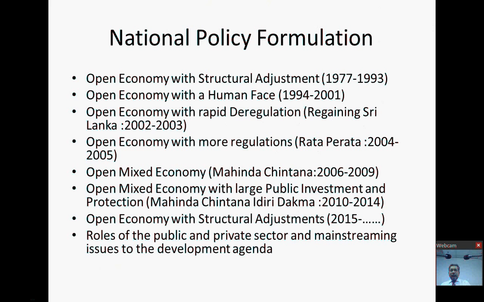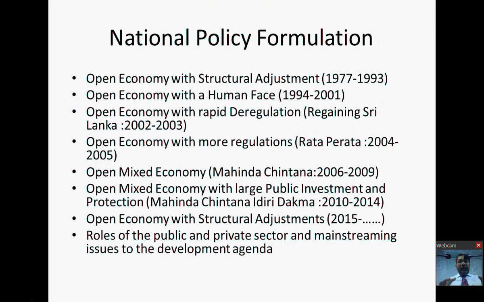Then in the 2002-2003 period, we had the open economy with rapid deregulation. There the thinking was that, look, we have an open economy, but still we have various controls and restrictions in the economy, because some of the legislation operating was designed during the closed economy period. Say the Termination of Workmen's Act in the labour market, or the Exchange Control Act for the foreign exchange market. These were designed a long time ago, in the 50s and the 40s. So there was this thinking, we need new laws to govern the open economy, and a rapid deregulation was pursued.